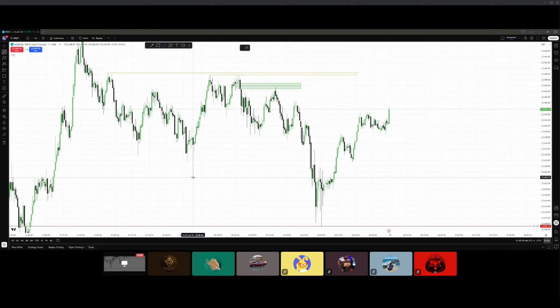If you entered here, this one could be your first target. That was the previous low we were at before this high was made. So that could be your first partial, right? And then if the market wants to continue further down, well, then we want to see it come back up into a fair value gap and respect it.